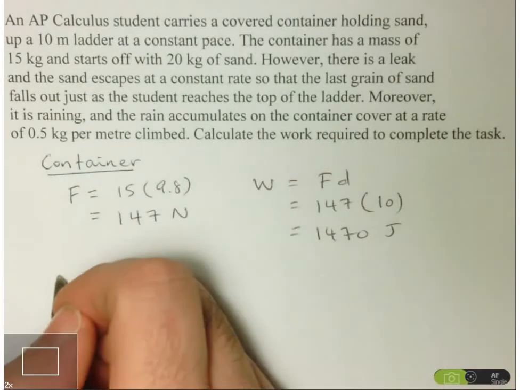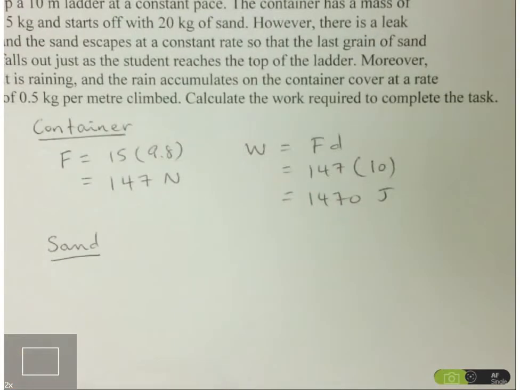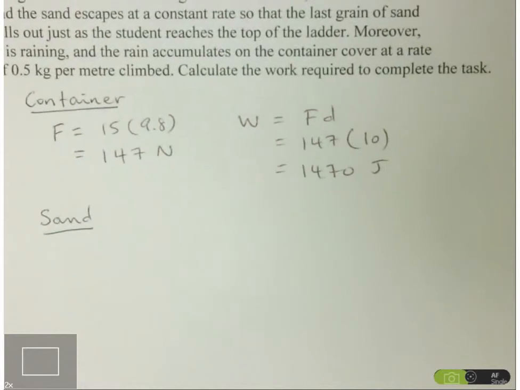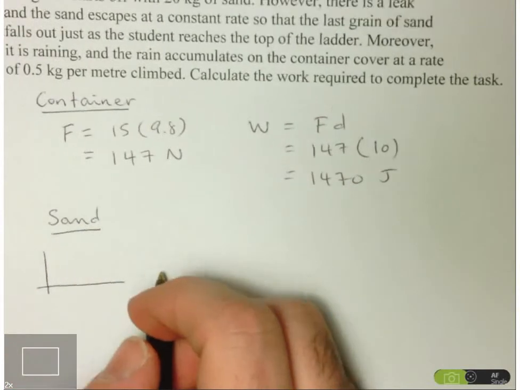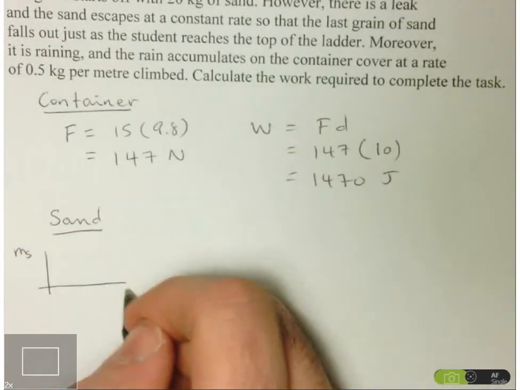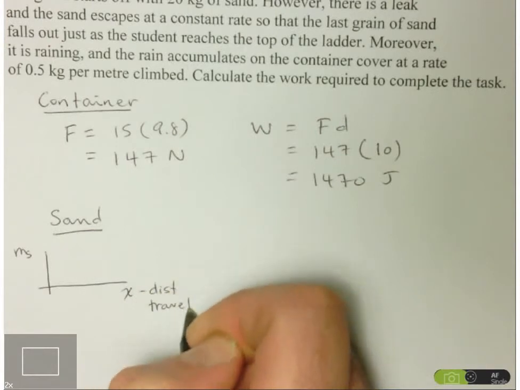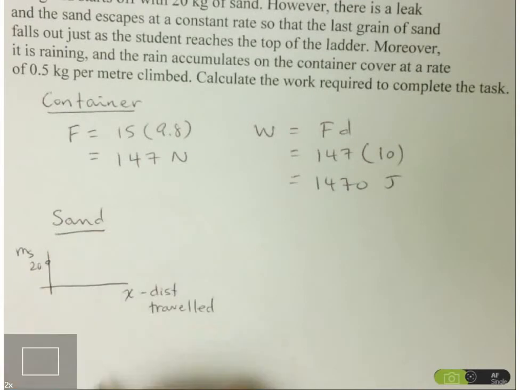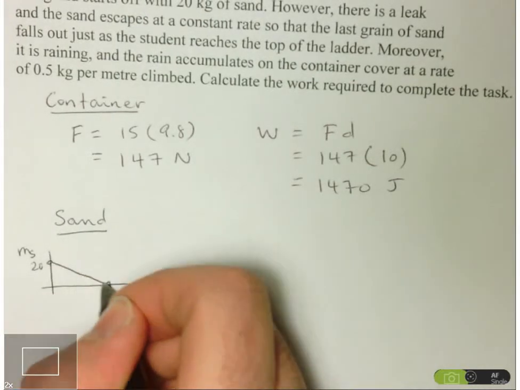So now we'll do the sand. Now, of course, this is not quite so easy because the sand's leaking out, meaning the mass is changing as we're moving up the ladder. So what we can do is draw ourselves a little graph. What we want to measure is the mass of the sand with respect to x, the distance traveled. We're starting off with 20 kilograms of sand, eventually ending up with none, and that occurs right as we reach the top, so 10. So we've got this line here.